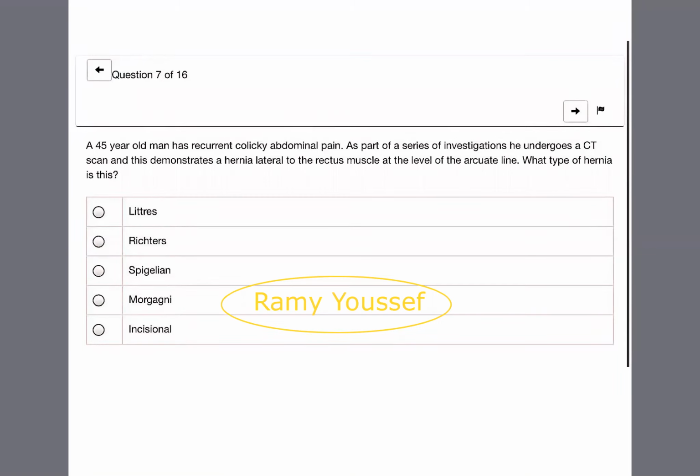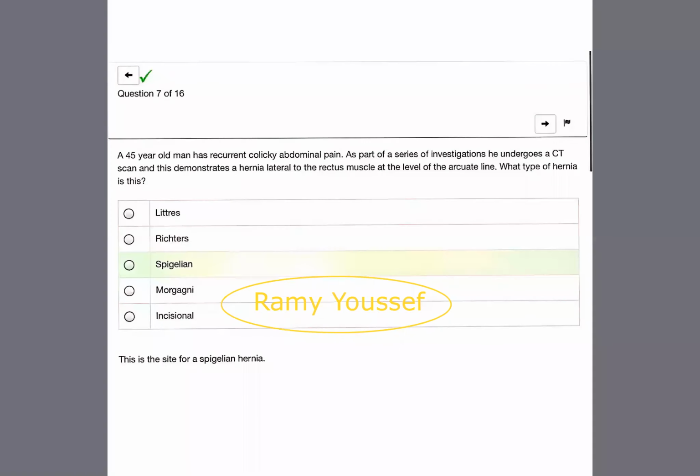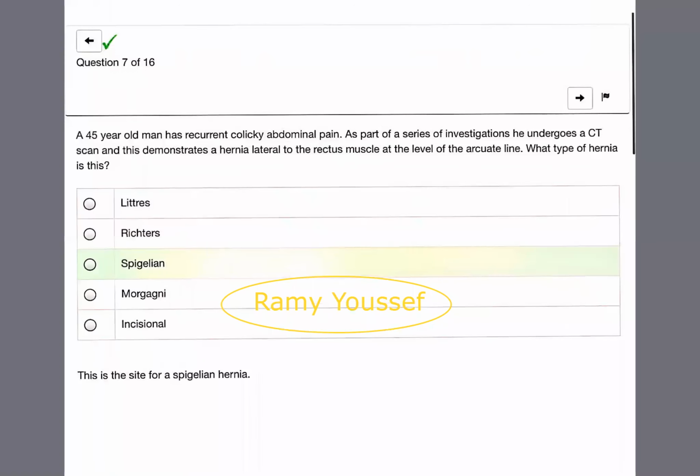So it is Spigelian, the site between the internal oblique and external oblique, lateral to the rectus, at the site of the periphery of this artery. Exactly. This is Spigelian hernia. So this is the hernia of the rectus sheath or the hernia of the arcuate line. Okay. What is Littre's hernia? Littre's hernia, presence of the Meckel diverticulum. Yes.